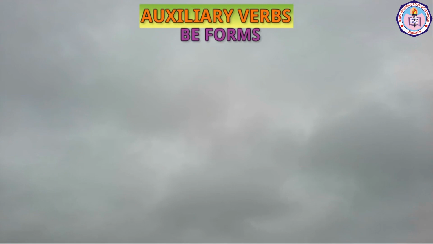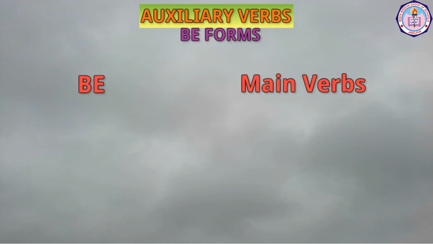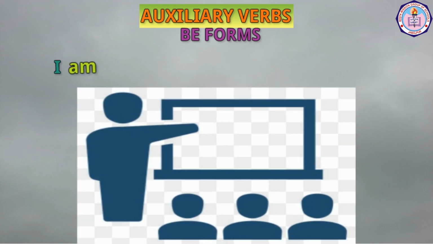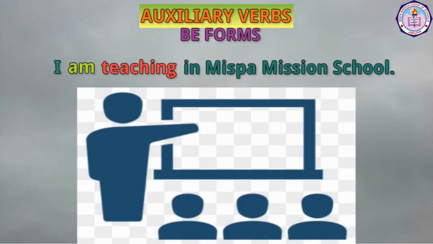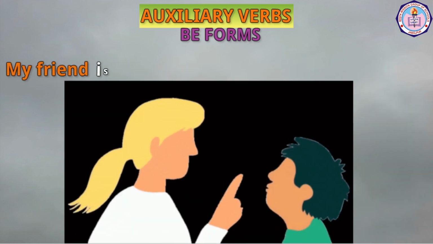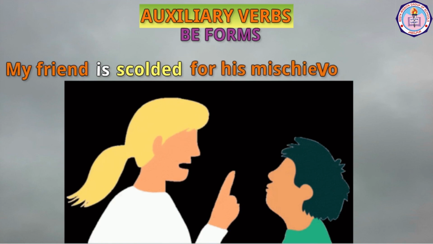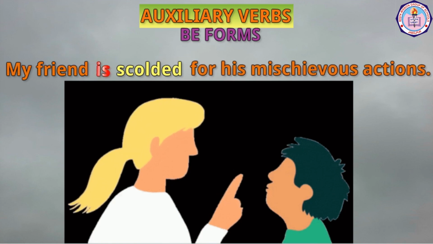Be forms. We have seen how all the be forms act as the main verbs. Now, let us know how they are acting as the auxiliary verbs. I am teaching in Miss Permission School. Here, am is the helping verb of the main verb teaching. My friend is scolded for his mischievous actions. Here, is is the auxiliary verb of the main verb scolded.